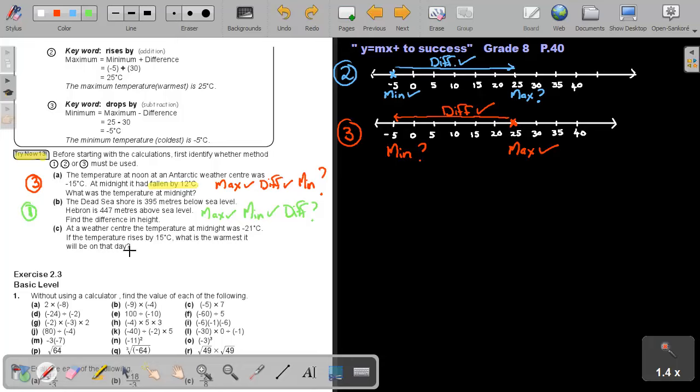And then the last one, before we're going to do it, at the weather center, the temperature at midnight, let's just change colors again. Let's just read it again. At the weather center, the temperature at midnight was negative 21 degrees Celsius. If the temperature rises, oh, very important, rises by 15, what is the warmest it will be on that day? So, let's just see. They are giving me the minimum. They are telling me the difference. And they are asking me the maximum.